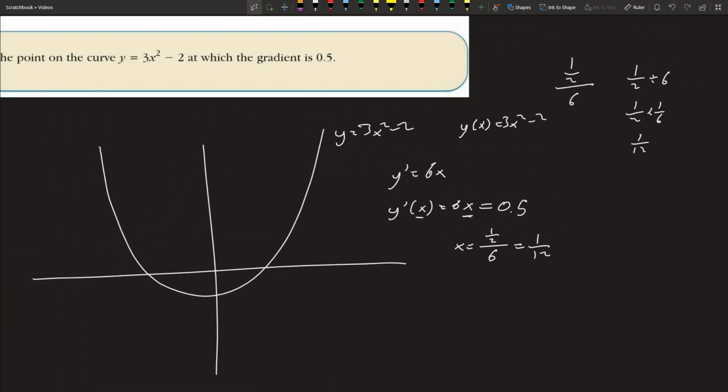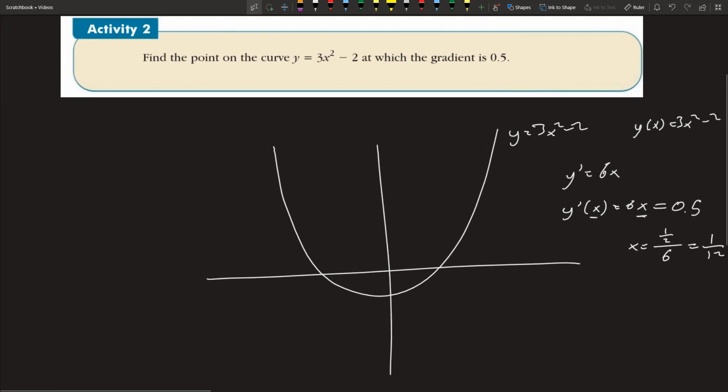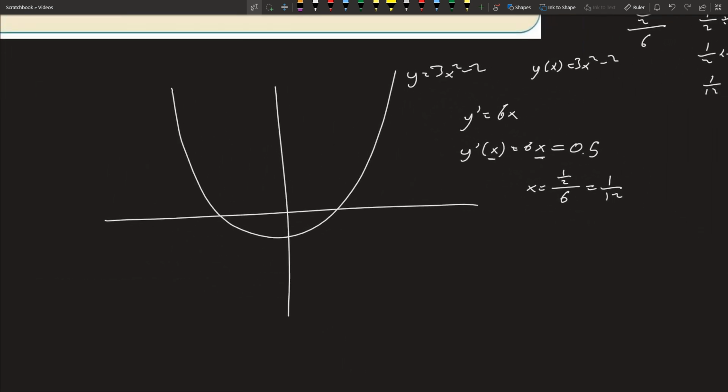Now, did we finish? No, we found x, right? But they asked us for a point. Now, what does this x mean? It's the x coordinate of the point. So, we have this point P, right? It contains two numbers, the x and the y, right? We found the x, which is 1 over 12. The y, how do you find the y?